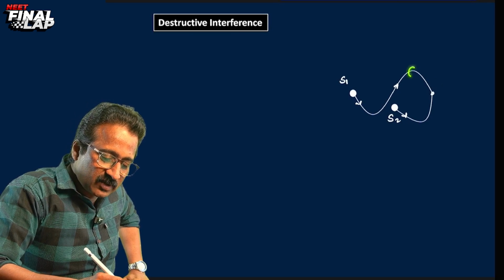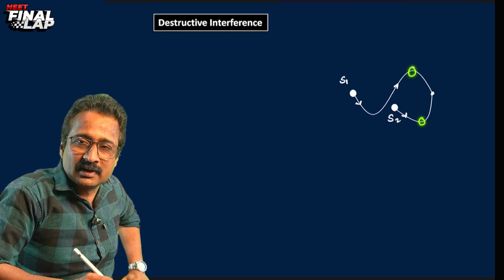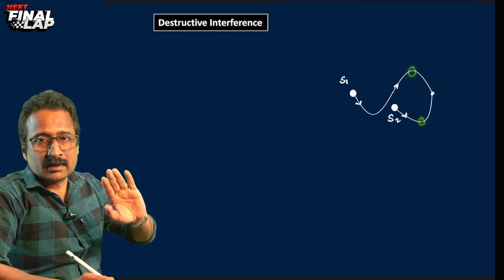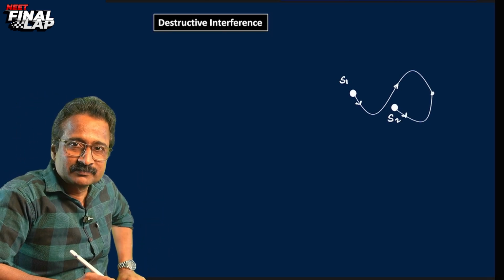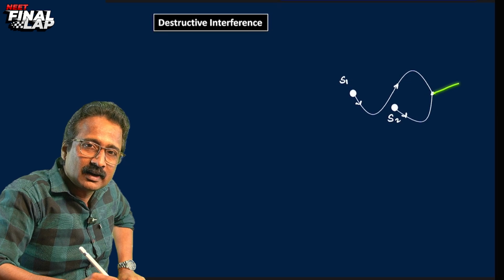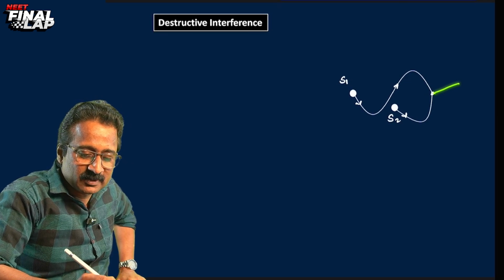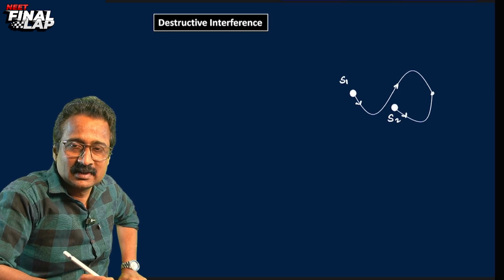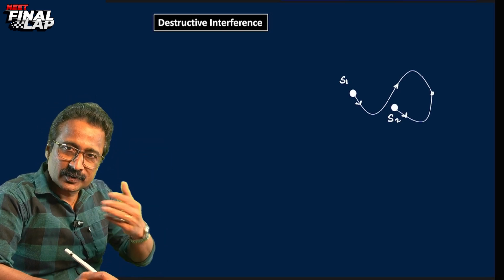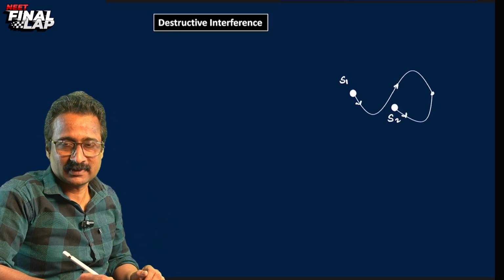The crest of the first wave overlaps with the trough of the second wave at that place where they meet. If this happens, one wave is likely to cancel the effect of the other. In this case, you will see that the effect is totally nullified and the two waves will destroy each other. This kind of interference is called destructive interference. If these are sound waves, there will be no sound at that place; if light waves, there will be no light at that place. That is why we say it's destructive interference.